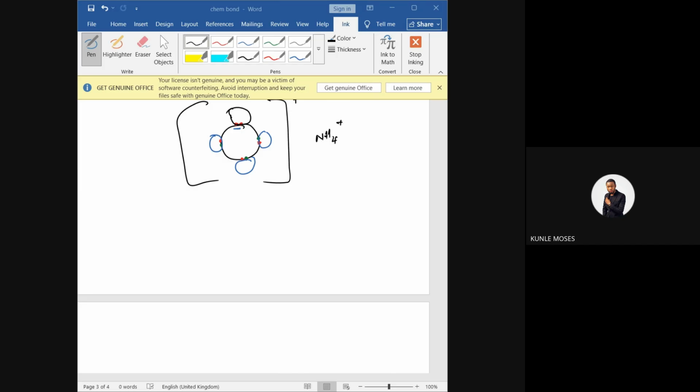So the next one is metallic bond. It's very simple, the simplest one. It occurs between metals. It is the sharing of free electrons among positive charge metal ions. I gave you the note the other time. Sharing of free electrons among positive charge metal ions.